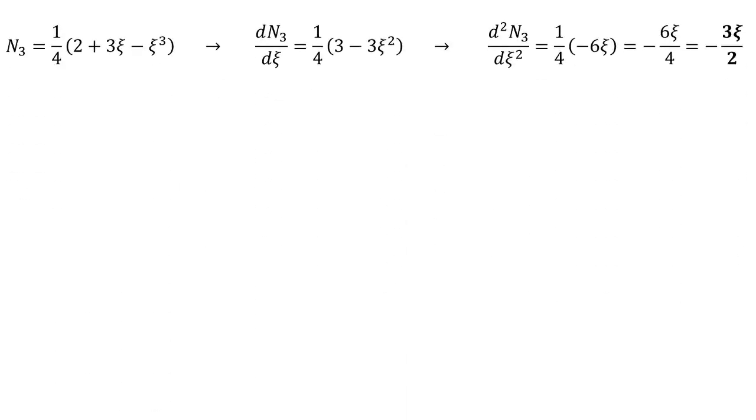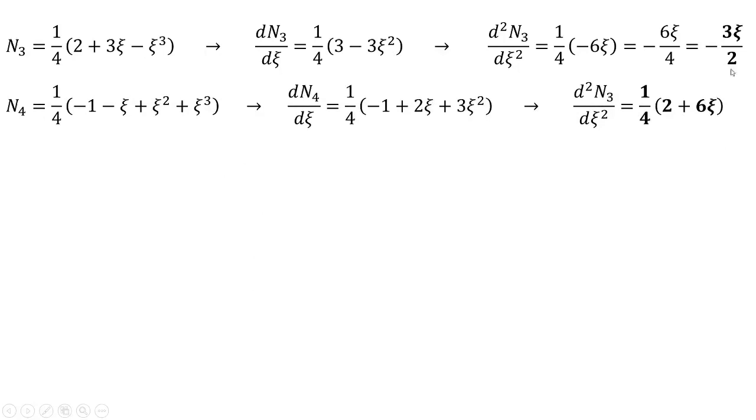Similarly, for N3, I need to differentiate twice. So this is 2, a constant, giving 0, and this is 3 zeta square. Once again differentiating, 3 is a constant, so it becomes 6 zeta. So when I simplify, it will become minus, because it is associated with a negative sign. So I'll get minus 3 zeta divided by 2. Similarly, differentiating N4 twice, I am going to get 1 divided by 2, (2 plus 6 zeta).